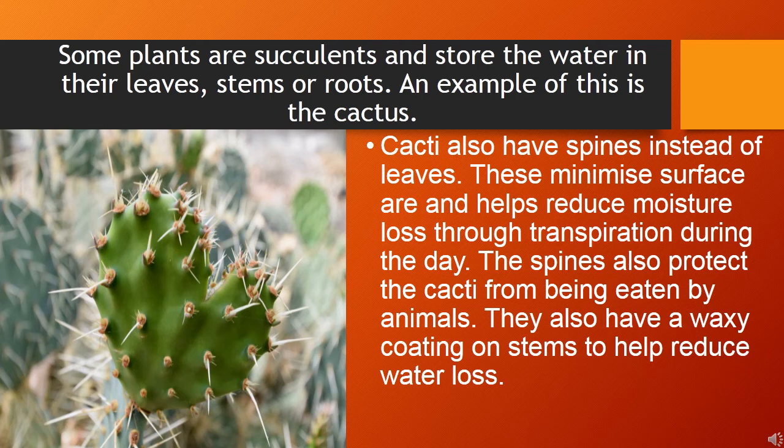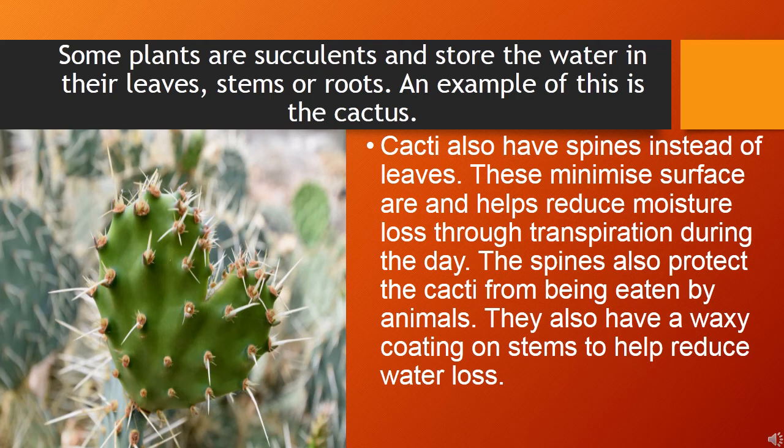Students, let us talk about some plants that are succulents. Succulent means tender, juicy or tasty. For example, having thick fleshy leaves or stems which are adapted to storing water. So such plants which are succulents store the water in their leaves, stems or roots. An example of this is the cactus.